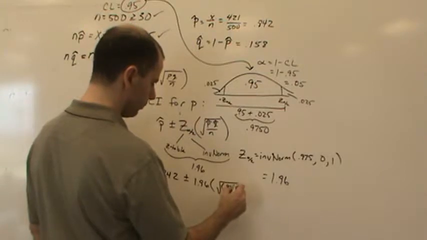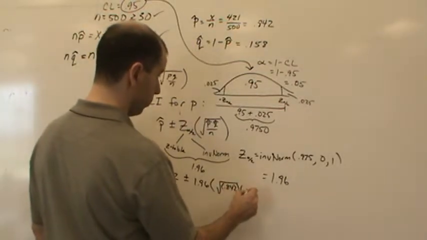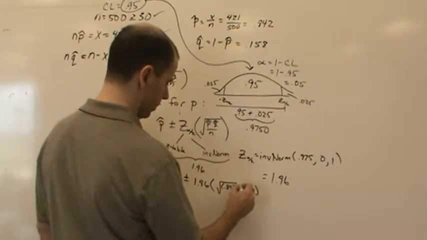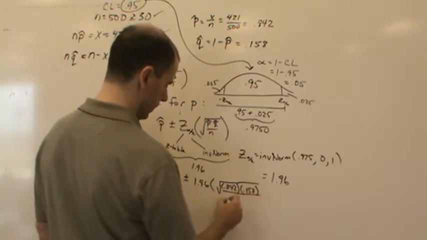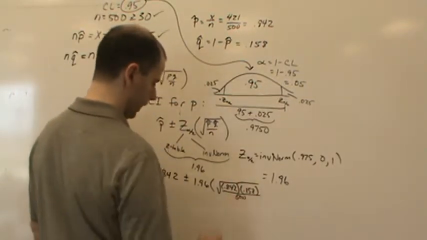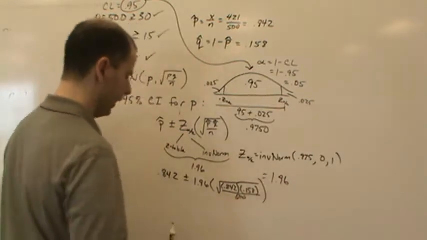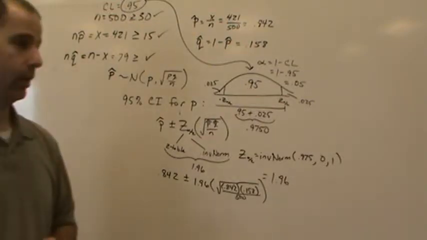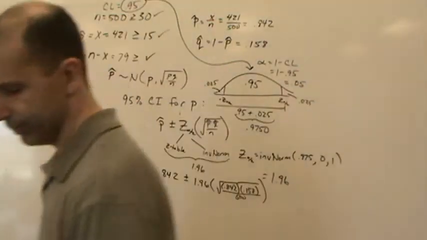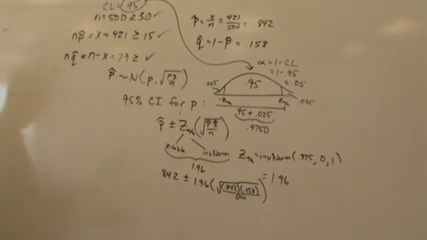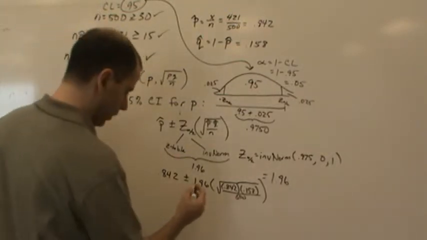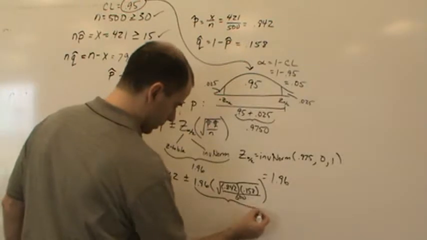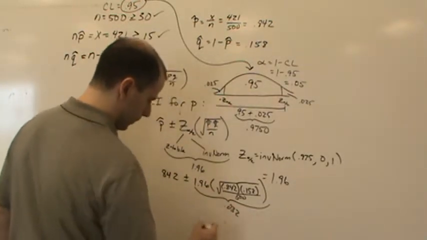0.842 times 0.158 divided by 500. Okay, and we take the square root of that. And if we do that, what do we get for our margin of error? I don't have my calculator with me, so my margin of error turns out to be 0.032. So if you calculate this out, you get 0.032.